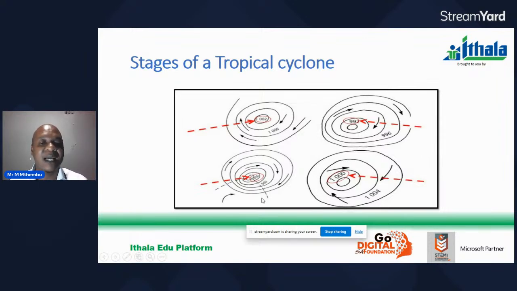And then this area here is called a dangerous circular area. So this is an active quadrant. This is an active quadrant. Here we have strong winds as well as heavy rainfalls.